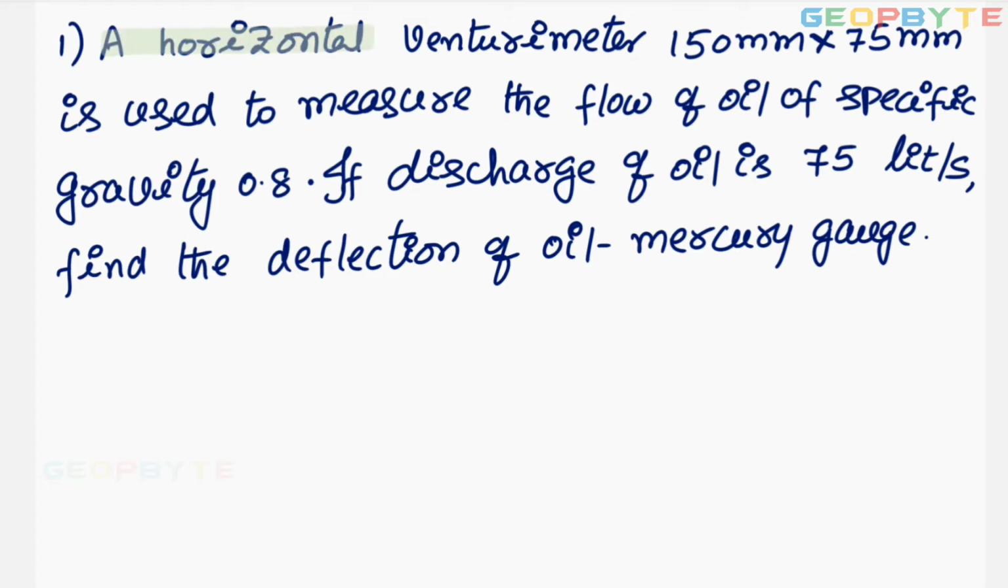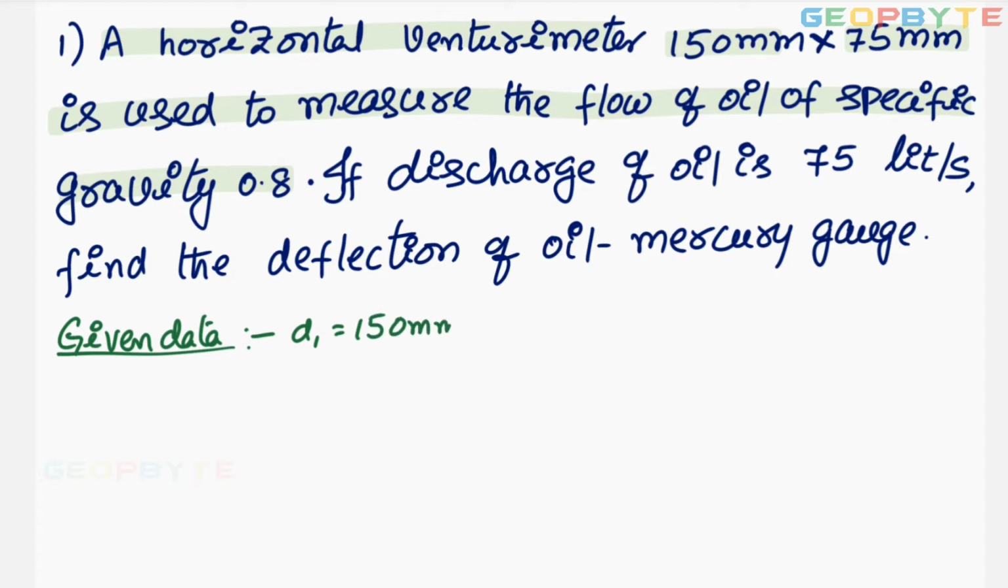A horizontal Venturi meter 150 mm into 75 mm is used to measure the flow of oil of specific gravity 0.8. Let us write the given data. Here D1 equal to 150 mm, it is equal to 0.15 meters. Throat diameter equal to 75 mm, it is equal to 0.075 meters.